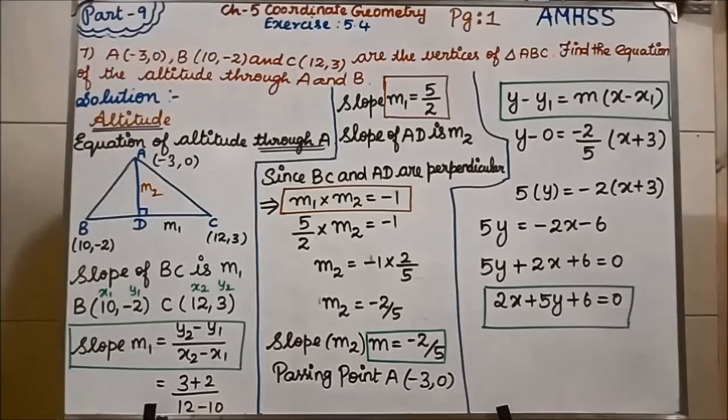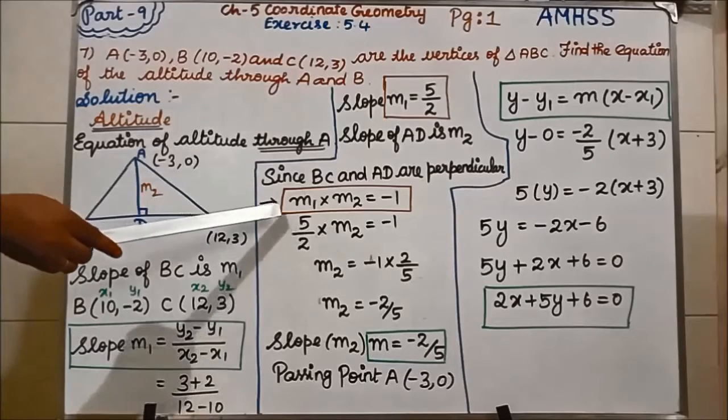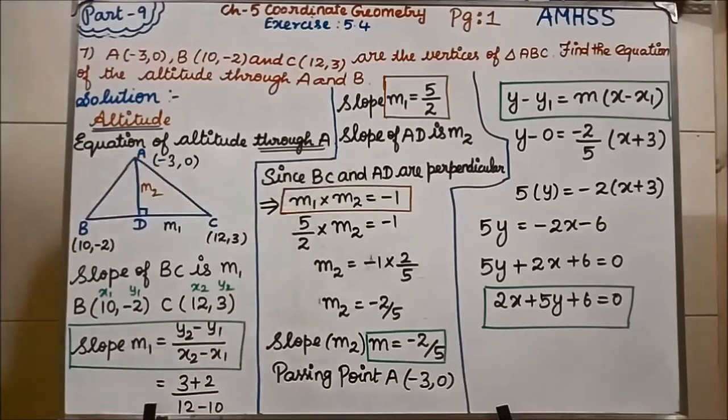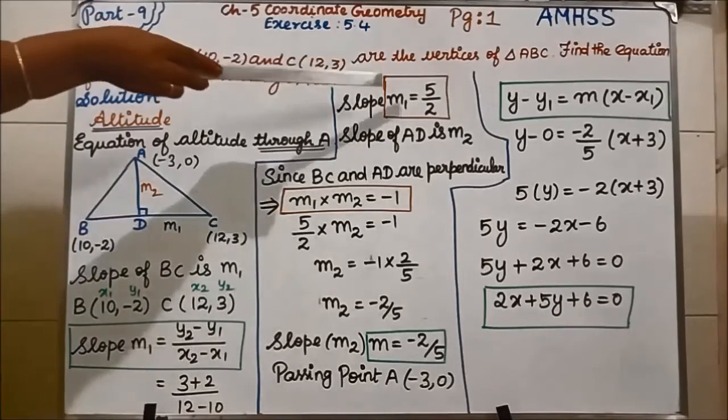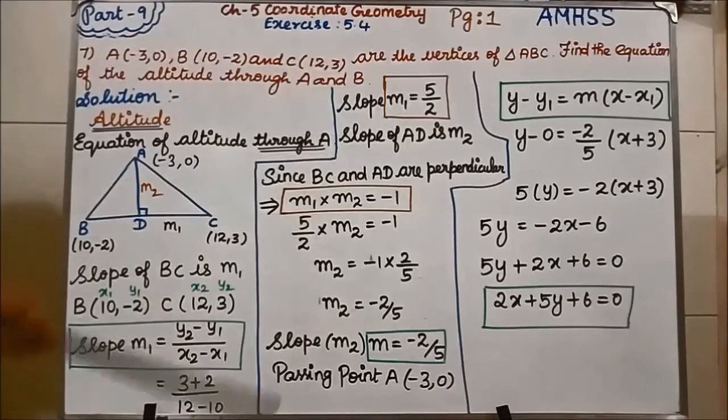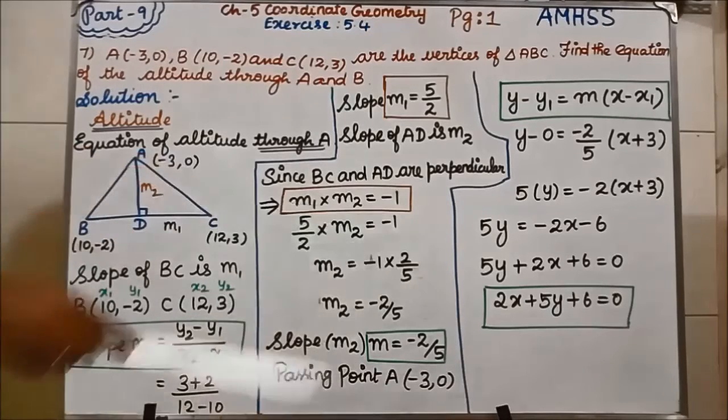So how will you find this M2 value? Because we know the formula: perpendicular means M1 into M2 equal to minus 1. We know that formula, isn't it? M1 value what we have got? 5 by 2 into M2 value is what? We don't know. So we are writing as such M2 equal to minus 1.